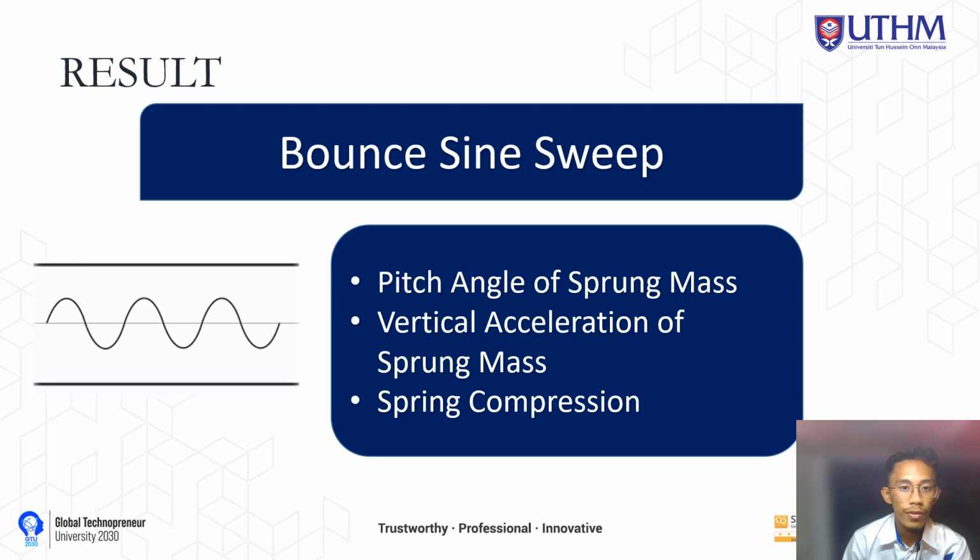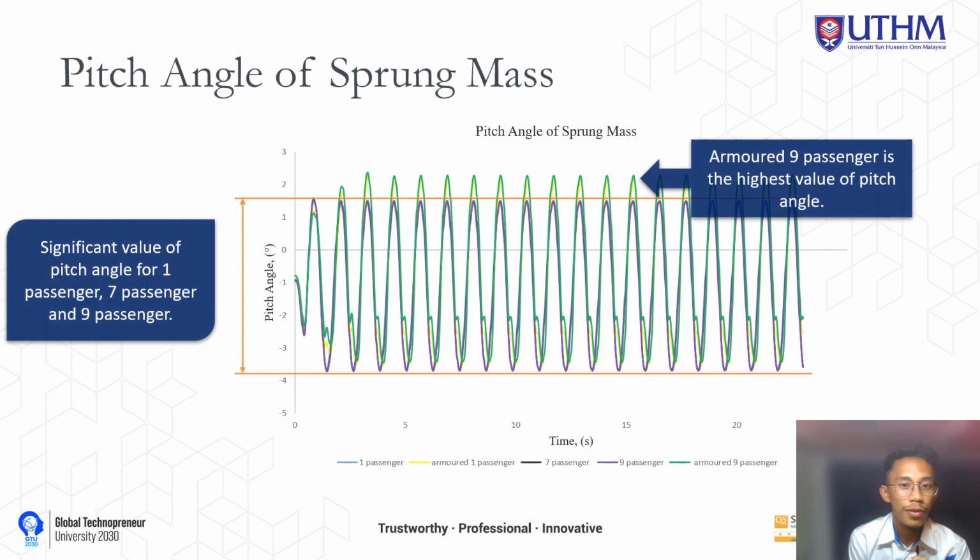For the result of the next test, which is bounce and sweep, pitch angle of sprung mass, vertical acceleration of sprung mass, and spring compression will be collected. The bounce and sweep test is where the vehicle passes through a sine wave road profile. From this data, the vibration that the passenger and driver feel can be observed.